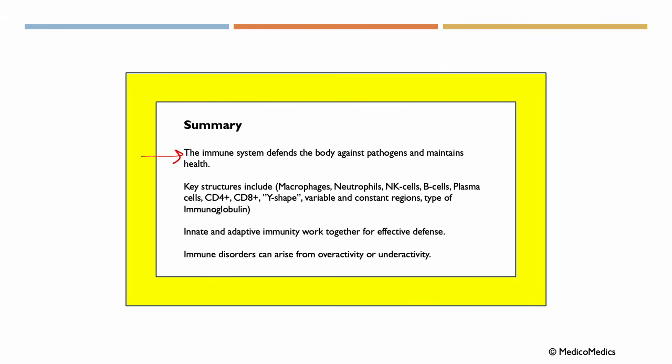So in summary then, the immune system defends the body against pathogens and maintains health. Some key structures mentioned include macrophages, neutrophils, natural killer cells. Then we went on to our adaptive immune system talking about B cells, plasma cells that are activated B cells. We mentioned our T cells. We had T helper cells, CD4, CD8, our cytotoxic T cells. We talked about the Y shape of the antibodies. We talked about the variable and constant regions of this antibody. And we also mentioned types of immunoglobulins and much more. So please do go back and revise.